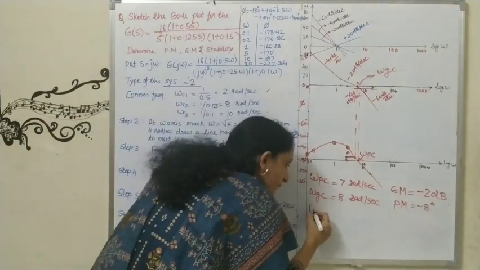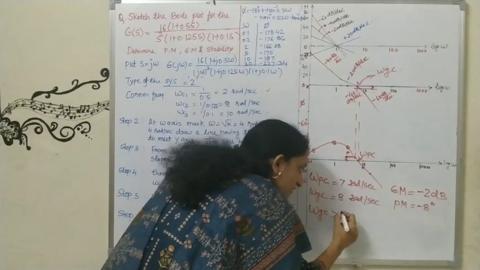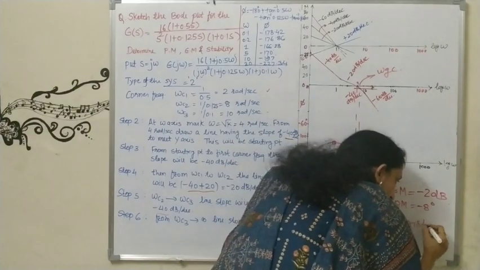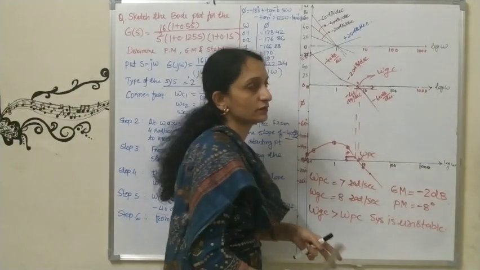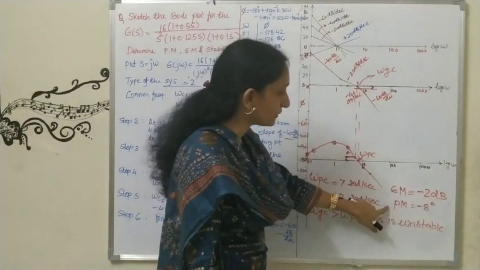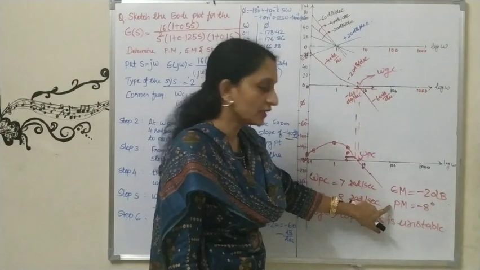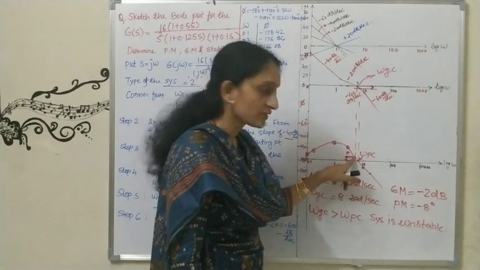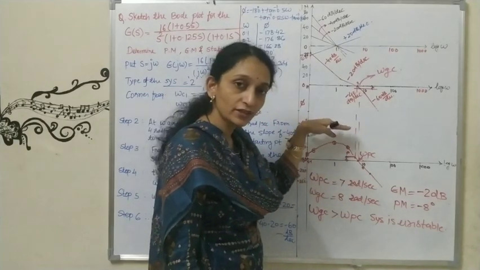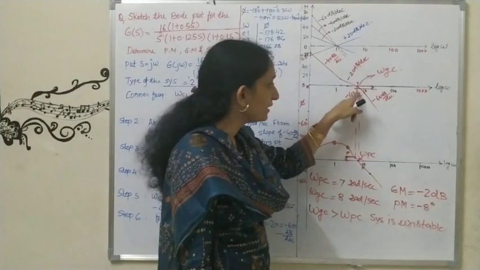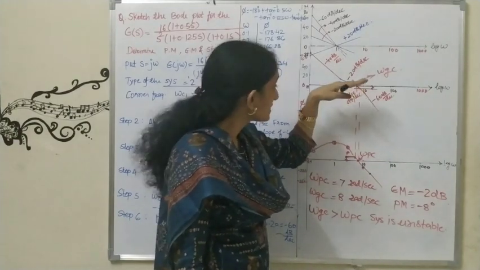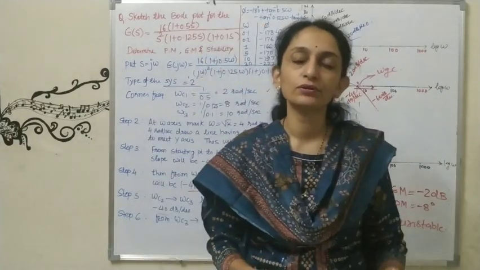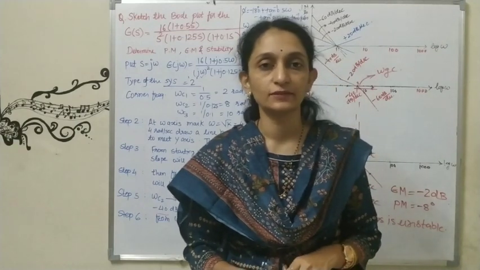So what I conclude: I told you that when omega GC is greater than omega PC, the system is unstable. And how do you comment on the stability? When gain margin and phase margin are both negative, the system is unstable. Why have I shown negative values? Because the point of intersection P is above the minus 180 degree line, so it will always be negative. And the point of intersection G is below the 0 dB line, so it will again be negative. I hope you get it: when both gain margin and phase margin are negative, the system is unstable. Thank you, students.